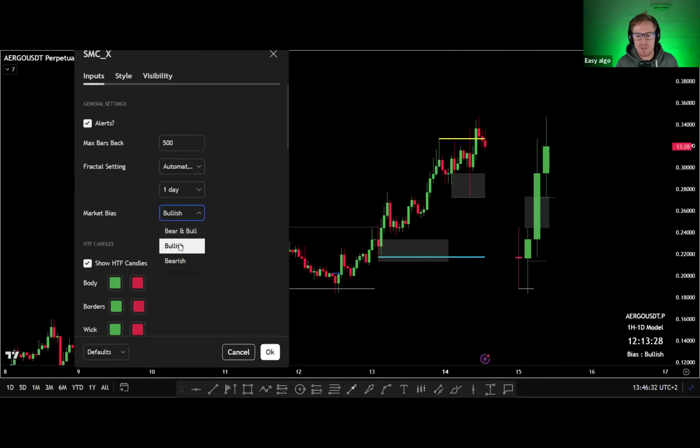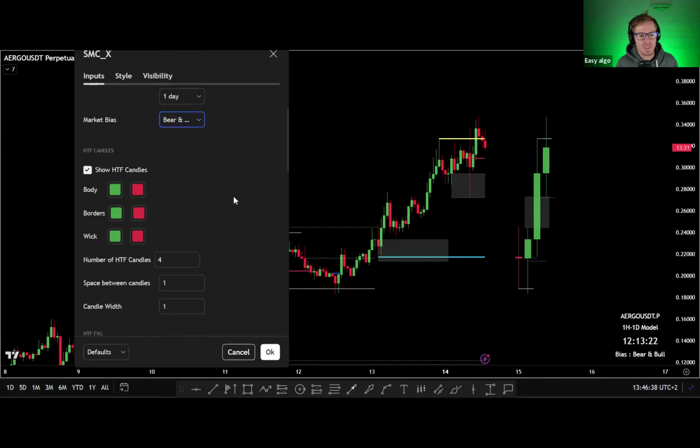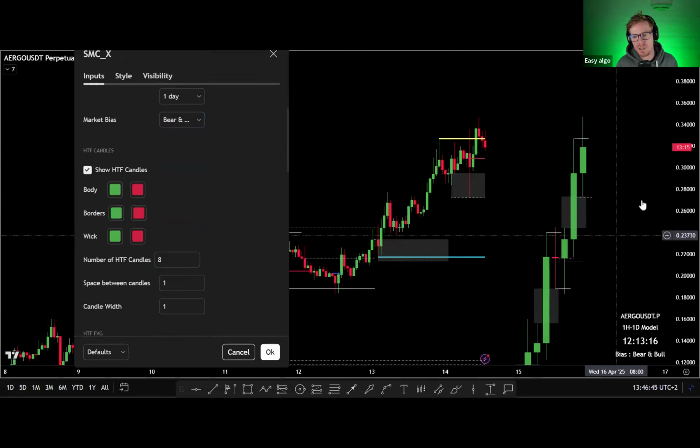Right now it's set to only bullish setups, but I'm going to add bullish and bearish. So now it's going to look for both setups. I'll give you an example. Over here, we've got the higher time frame candles. I just wanted to show you, if I add more candles, look how it adds more candles.